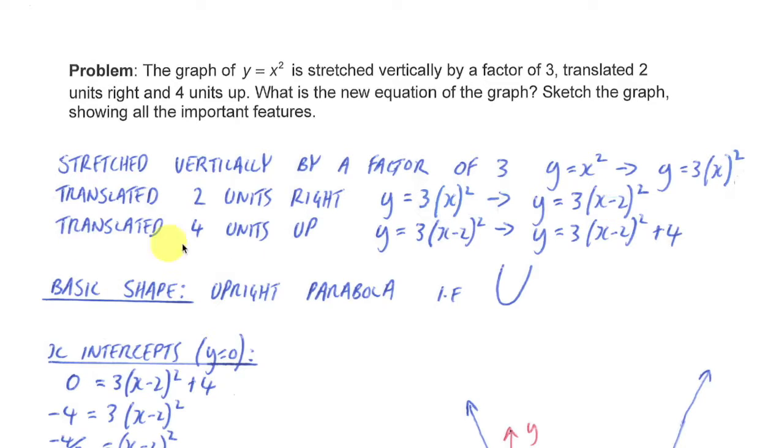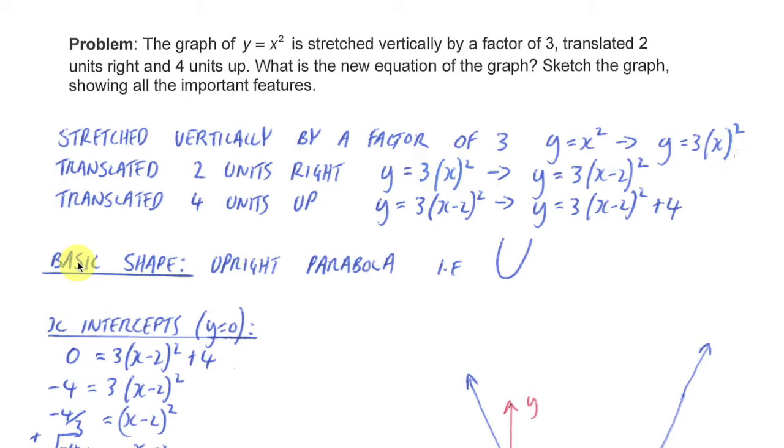And finally, we're translated 4 units up. So I take this and I just simply add a 4 onto it. So what was the equation y equals x squared, undergoing these 3 transformations described in the question, will become y equals 3 lots of x minus 2 squared plus 4.